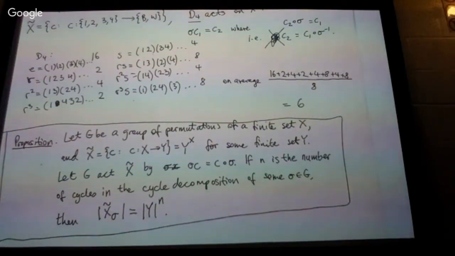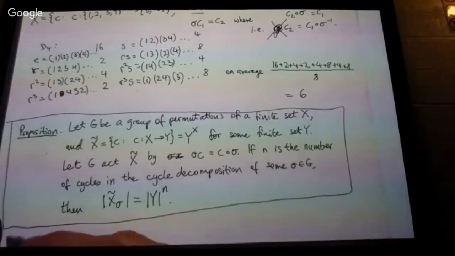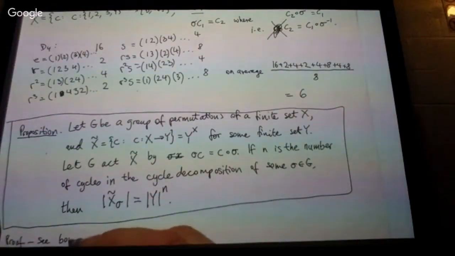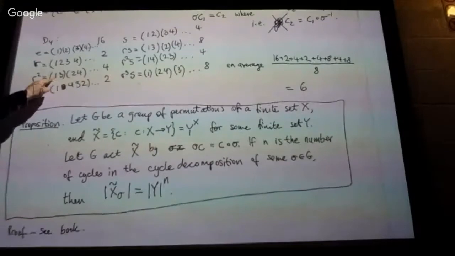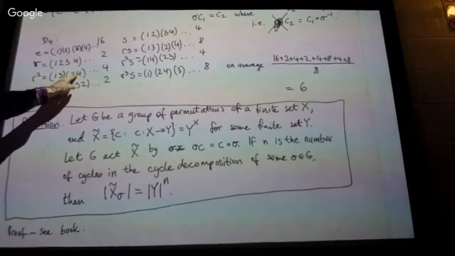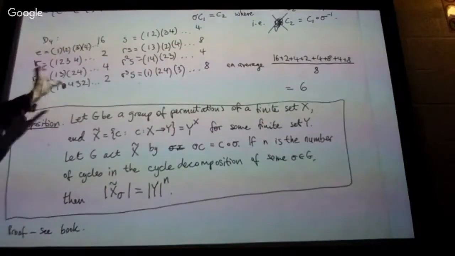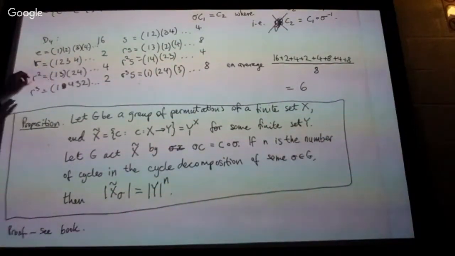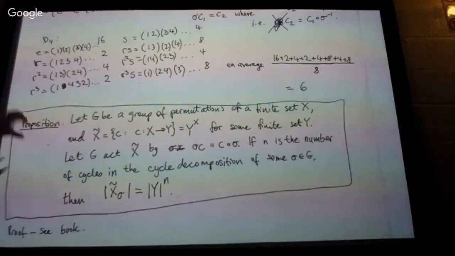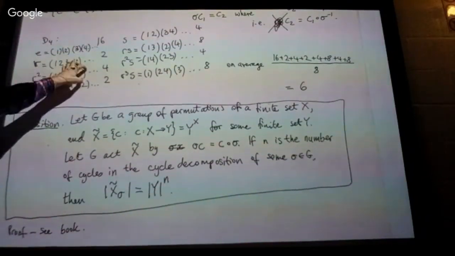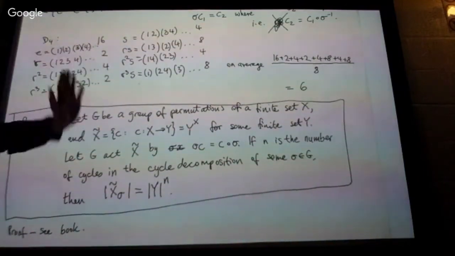Okay. So the proof is kind of clear. Proof, see book. But the idea is, the elements that are in the same cycle have to be colored the same color. But between cycles, they're independent. So for each cycle, for each of the brackets, you get to choose among this many. And so this is size of y, this is size of y, this is size of y, so altogether it's size of y to the number of cycles.